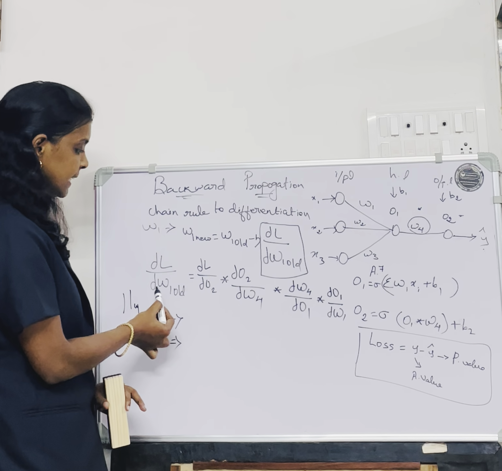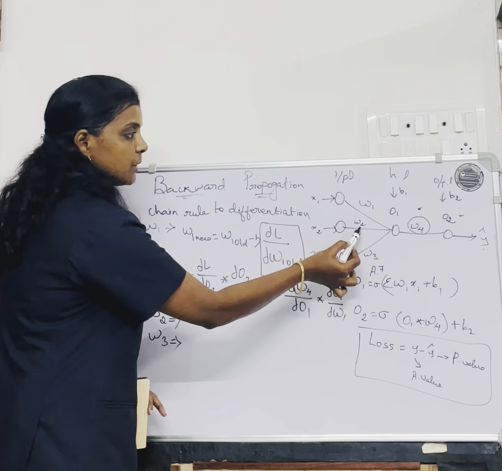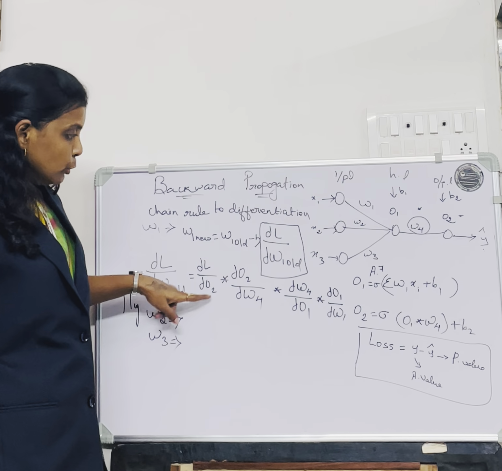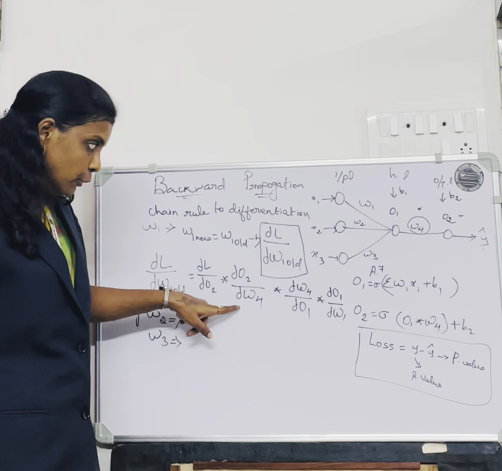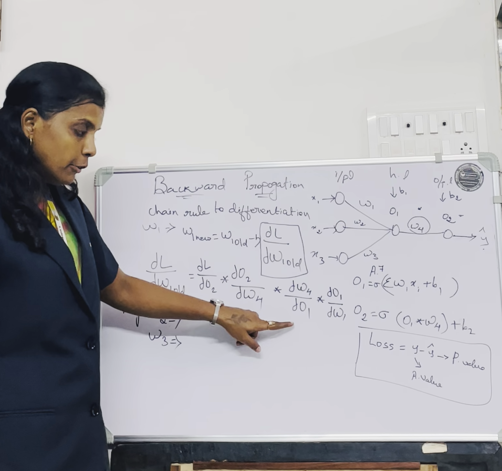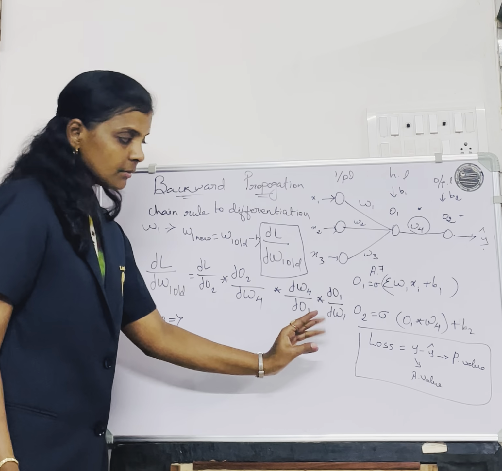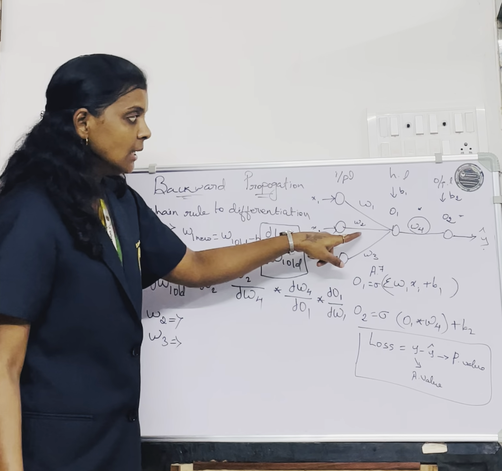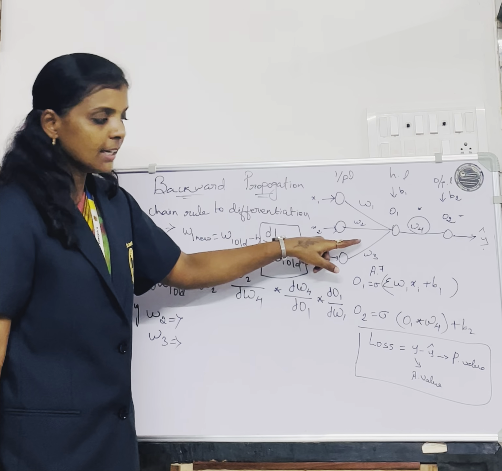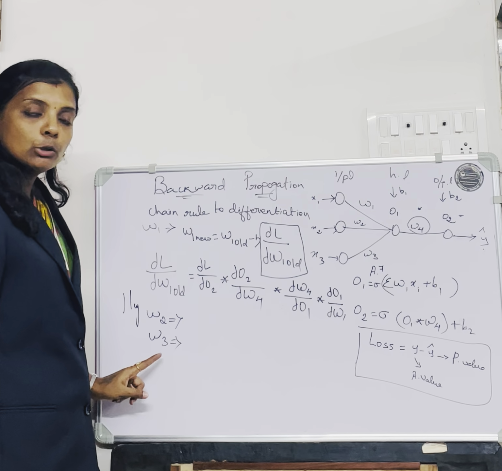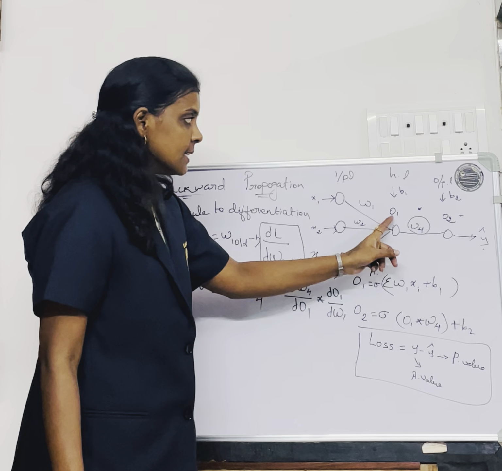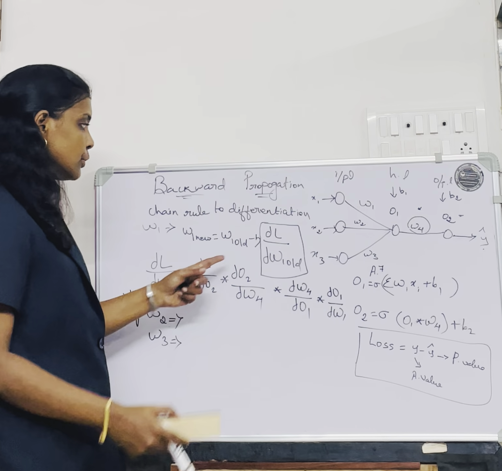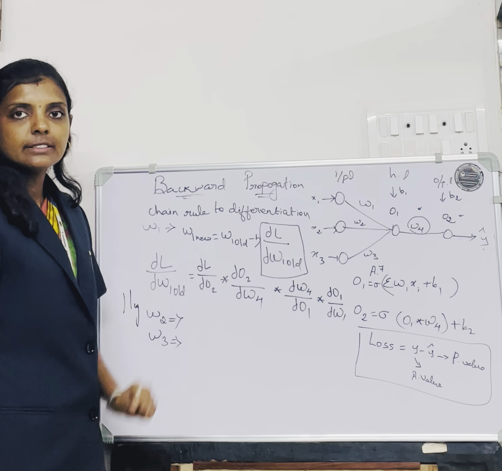Derivative of loss by derivative of W2 old equals derivative of loss by derivative of O2, derivative of O2 by derivative of W4, derivative of W4 by derivative of O1, up to this it is the same. So here only one change: this derivative of O1 depends on W2. Then in the weight updation of W3, same thing: this O1 depends on W3. Afterwards, directly we can apply this formula.